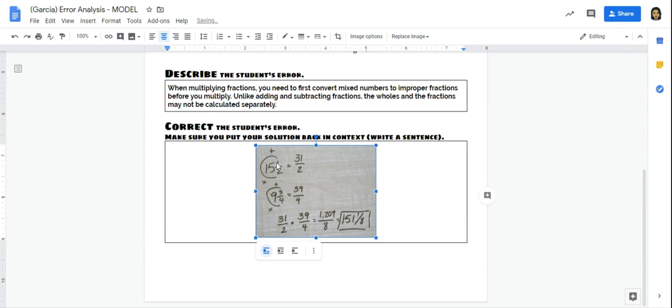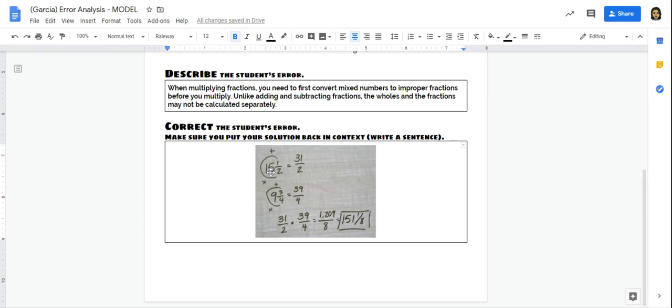Okay, so you can see here that writing it down is a little bit easier. I showed 15 and a half. I did the big C, multiply and add to get 31 halves. 9 3/4, did the big C, multiplied and add to get 39 over 4. Multiplied those two together, multiplied the top, multiplied the bottom, divided to get my answer of 151 and 1/8. All right.